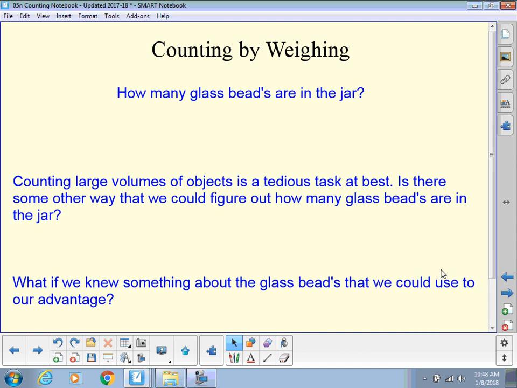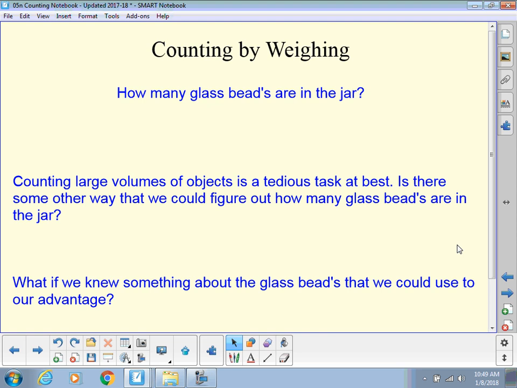Yesterday we took a look at how John Dalton used some measured data, some percent composition values, to come up with relative mass values for different elements as they combined to oxygen in his efforts to come up with the first set of molar masses for our elements. Today we're going to continue on that idea of counting by weighing and looking at relative mass.